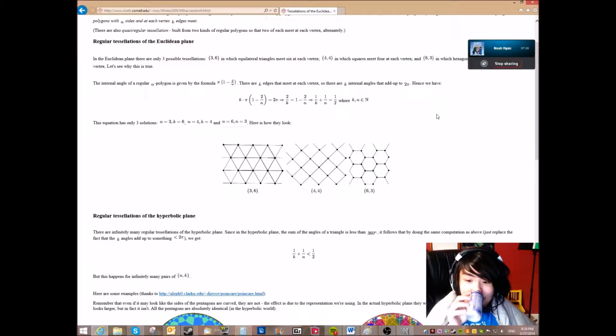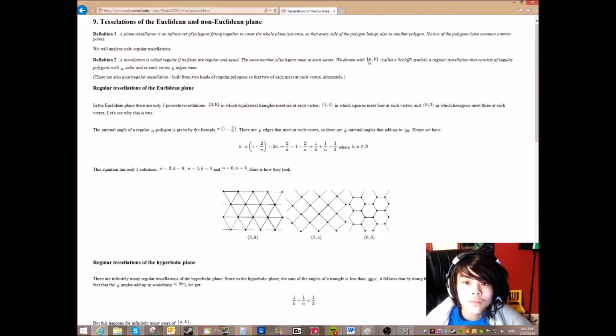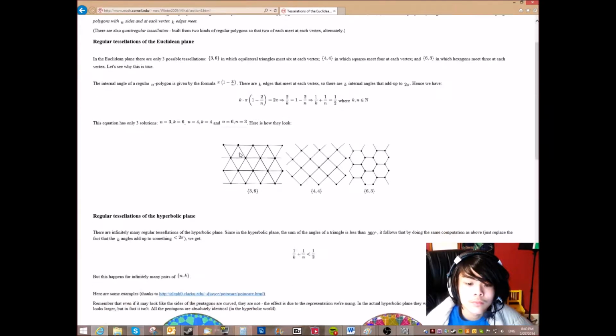So, in tessellations, there are only three possibilities to put shapes together in order to form patterns without spaces in between. So we have three variables here, n, k, and pi, and each of those goes into each of these equations in order to find interior angles. But that's not what matters right now. N stands for the sides that each shape has.